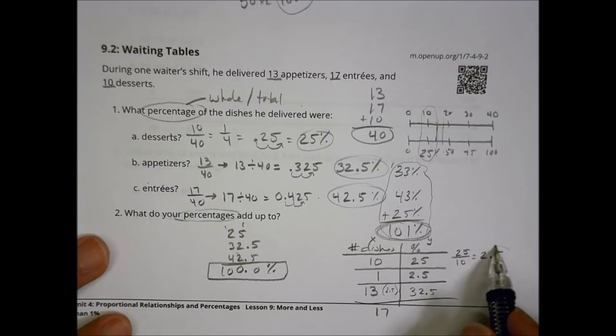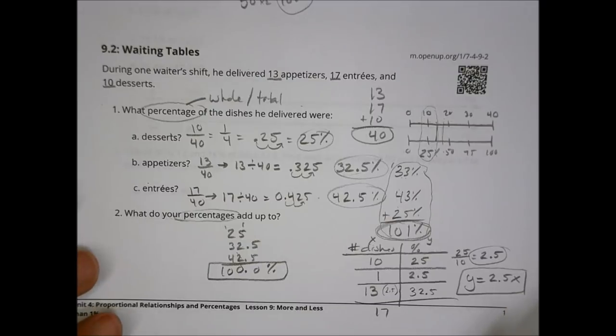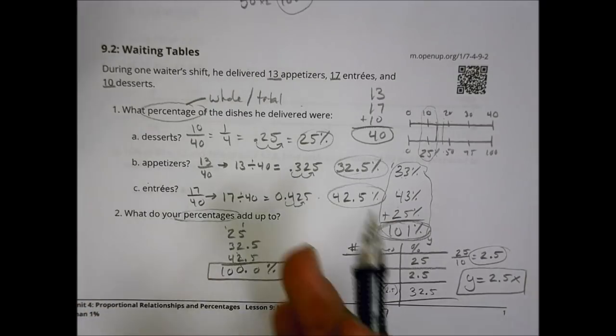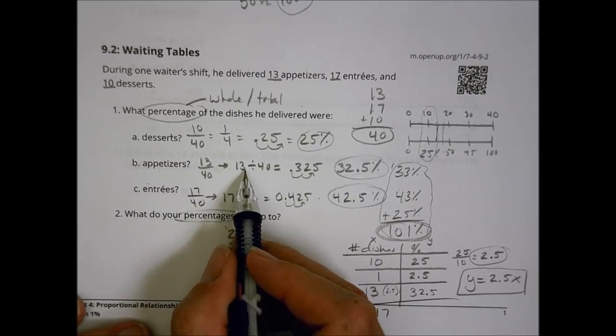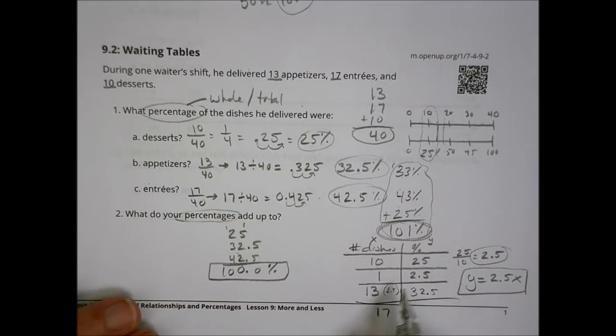Once I know my constant of proportionality, I really do have an equation where y equals 2.5x, to put it back in terms of what we've studied before. So sometimes you can go back to what you've learned before with making a chart like this with x and y, find a constant of proportionality, and use what you know to solve things. Maybe you don't want to do 13 divided by 40. But you're okay doing 13 times 2.5. That works just as well. So there's lots of ways to go about solving these types of problems there. Let's turn the page.